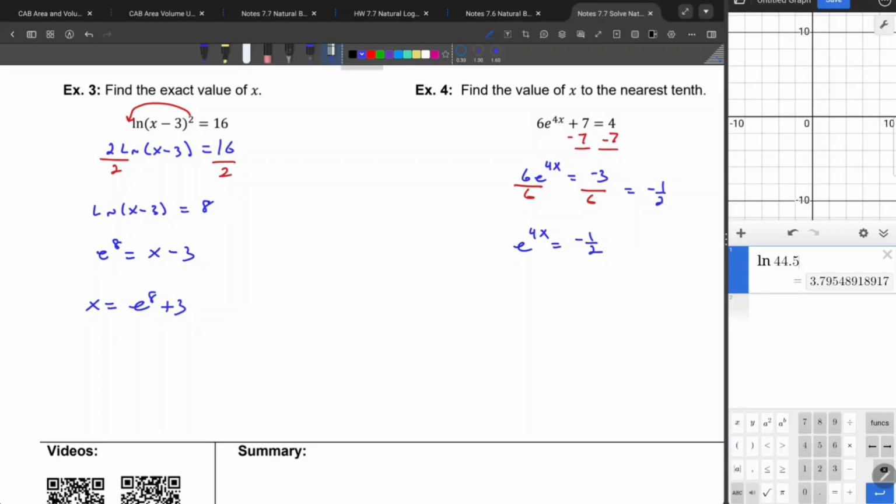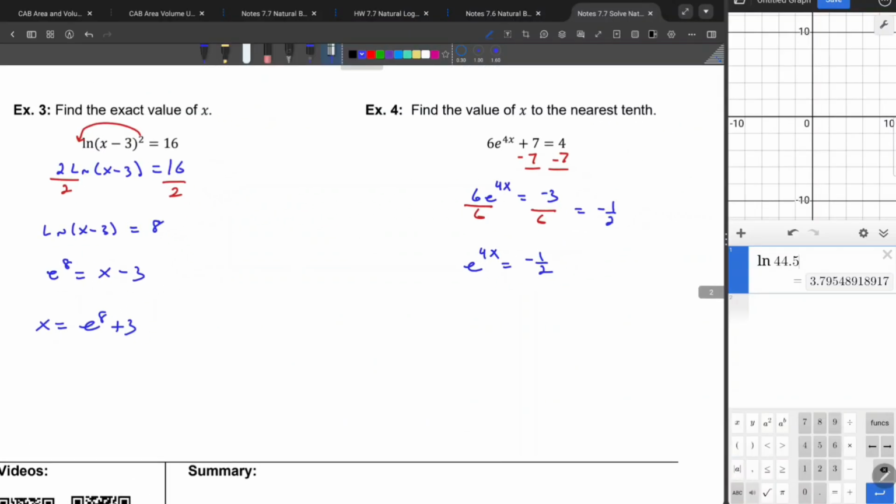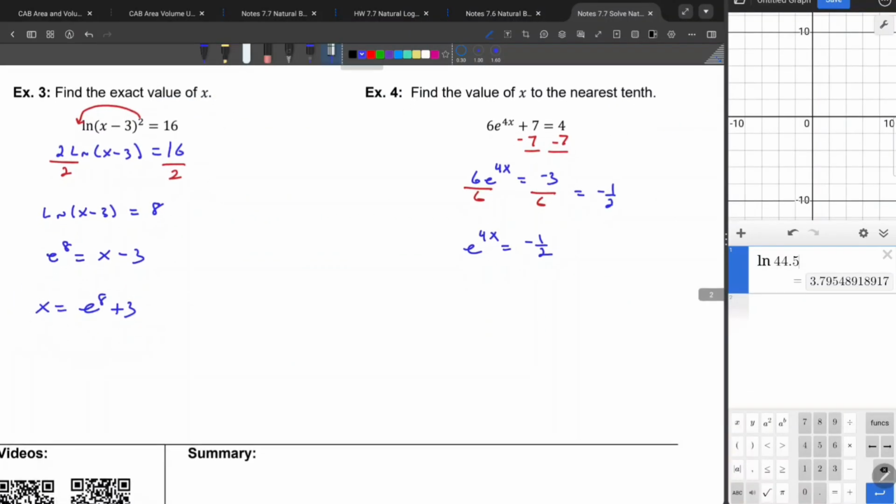And then we're going to undo that logarithm. We're going to rewrite it, go from that logarithmic form to exponential form. And we get e to the 8 is equal to x minus 3. And then we just add 3 to both sides and we get that exact answer. So if you wanted to practice, you could put this in your calculator and get an approximate answer. But it asks for exact, and so that's what we're going to do.